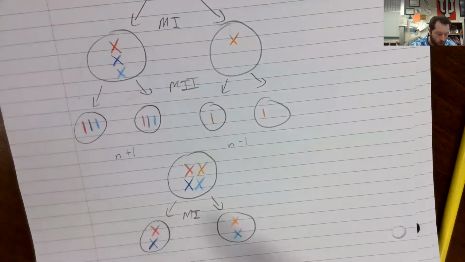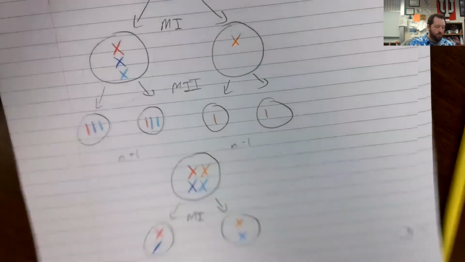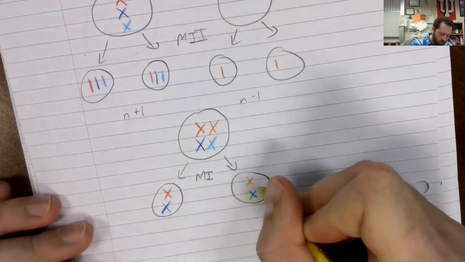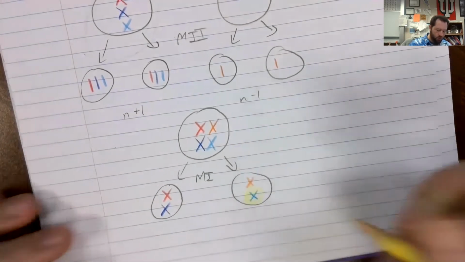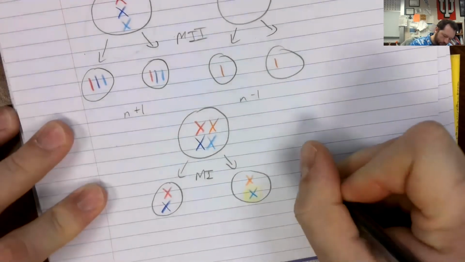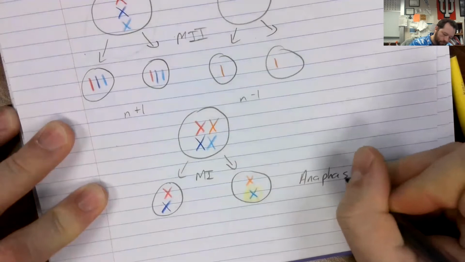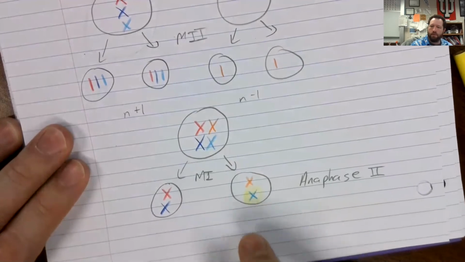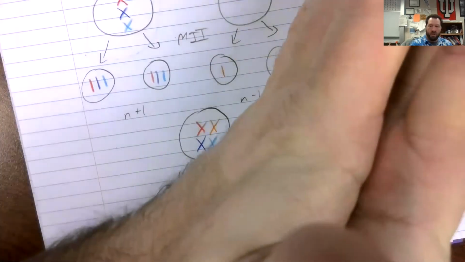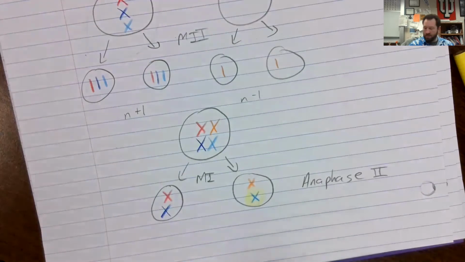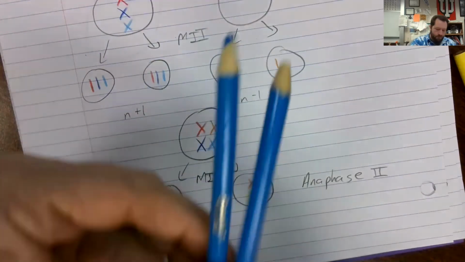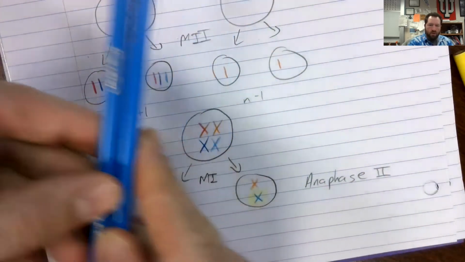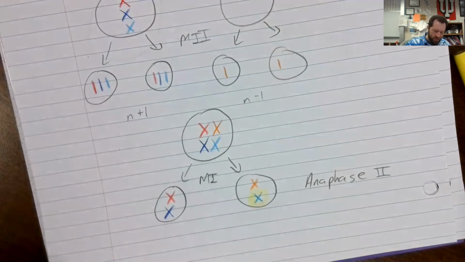So meiosis 1 occurred as it was supposed to, but this time, what if we have a non-disjunction occur during anaphase 2? So this time, the sister chromatids, or X shape, is not going to separate. So we've got our X, we've got our two identical chromosomes, and they're supposed to separate, but what if they don't? What if they both just move to one side?